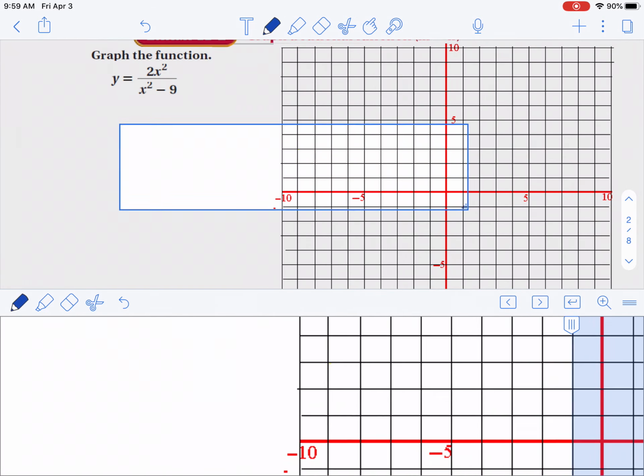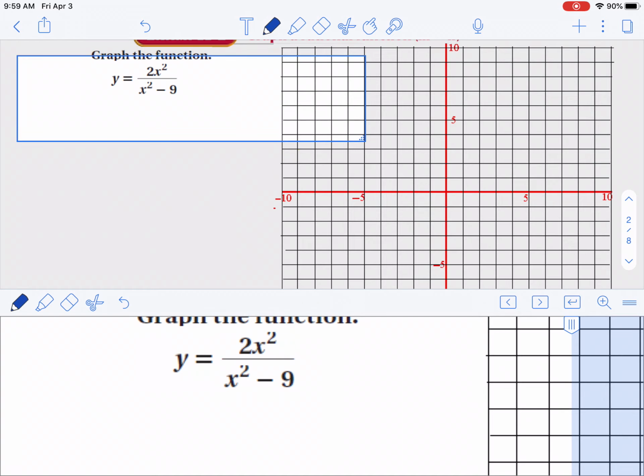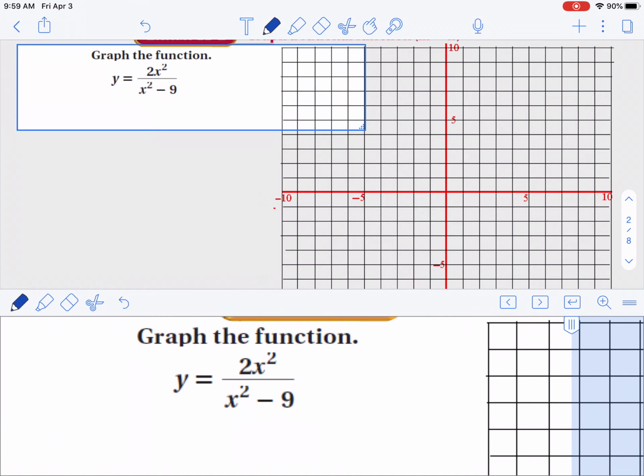First one, I've got the equation y equals 2x squared over x squared minus 9. First thing we want to do is identify the asymptotes. Horizontal asymptotes, vertical asymptotes. So in order to do the horizontal asymptote, we need to determine the degrees. The degree in my numerator here is 2. The degree in my denominator is 2. And so it is the same degree.